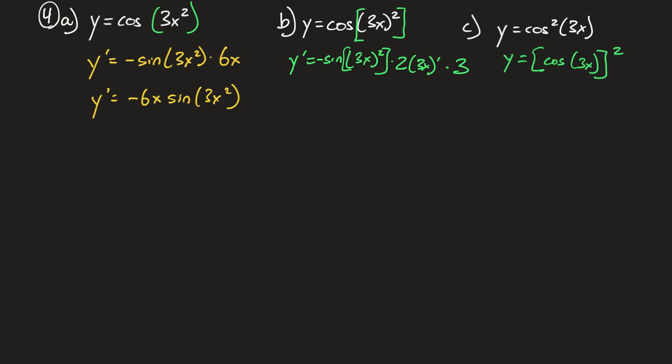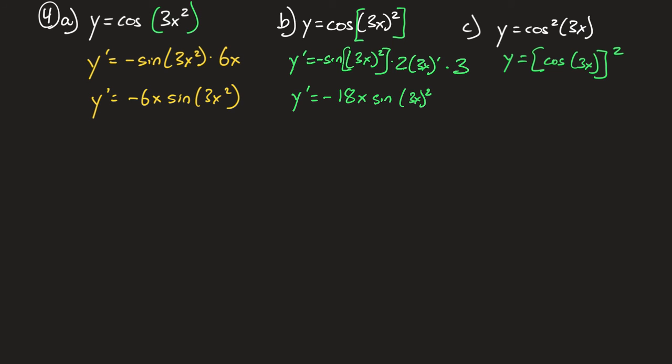So now all I have to do is some multiplication. I multiply some things together. I have the negative, the 2, the 3x, and the 3 all multiplied together. 3 times 3 is 9, times 2 is 18. So I get my answer of negative 18x times the sine of 3x squared.